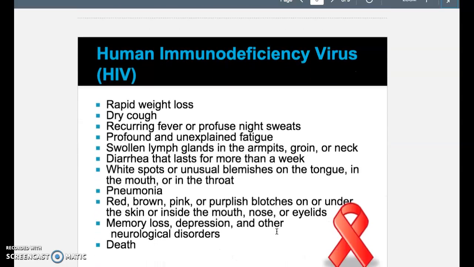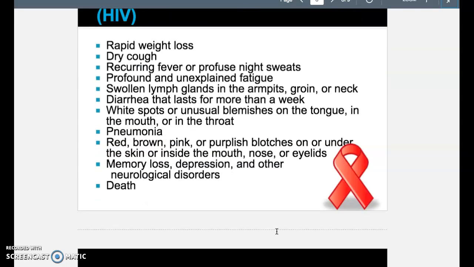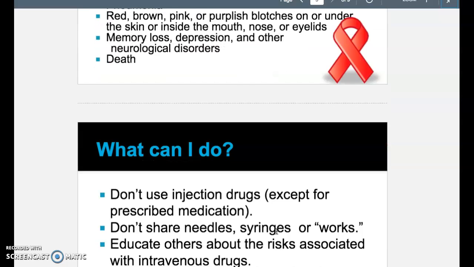And then we're going to move on to HIV. The things that could happen with HIV would be rapid weight loss, dry cough, recurring fever or profuse night sweats, profound and unexplained fatigue, swollen lymph glands in the armpits, groin, and neck, diarrhea that could last for more than a week, white spots or unusual blemishes on your tongue, mouth, or in the throat, pneumonia, red, brown, pink, or purplish blotches under the skin or inside the nose, mouth, and eyelids, memory loss, depression, and other neurological disorders, and then eventually death, especially if it's not treated with proper medication.